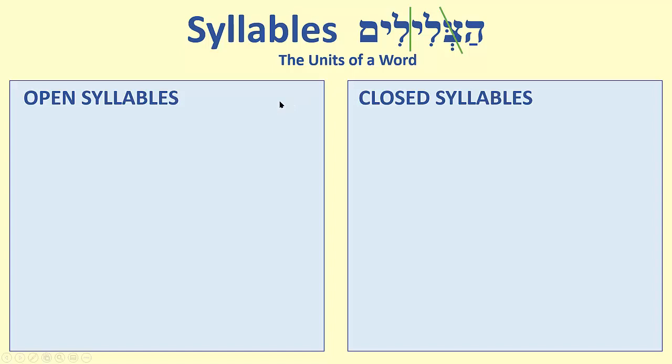Okay, so in Hebrew you can only have 2 kinds of syllables. You can have syllables that are called open syllables, and you can have syllables called closed syllables. There is no other option. It has to be one or the other. Open syllables are going to be a consonant plus a vowel, and that's it. Some English examples of an open syllable might be go, be, hi, do, pa. We have a consonant and a vowel, and that's it. It's an open syllable.